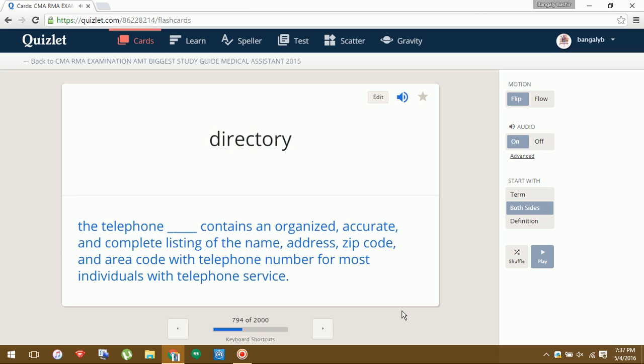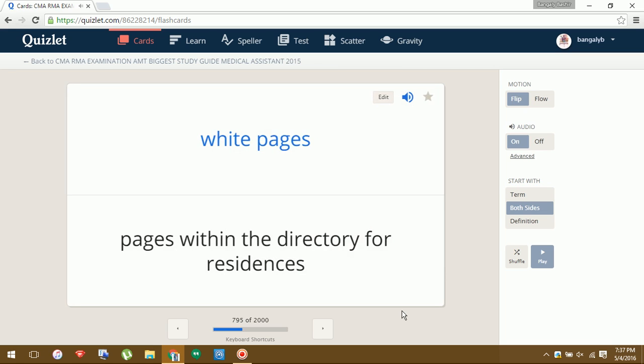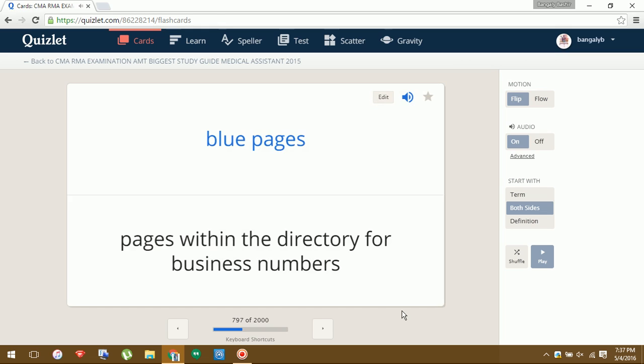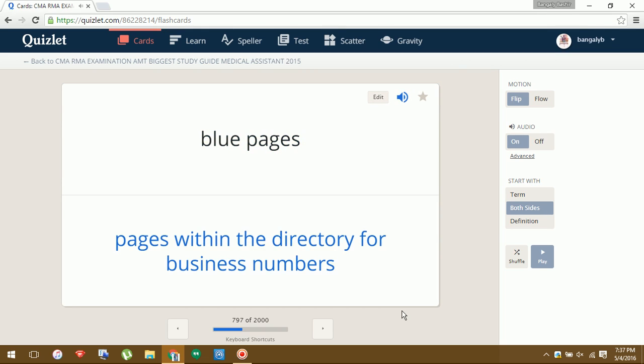Directory. The telephone directory contains an organized, accurate, and complete listing of the name, address, zip code, and area code with telephone number for most individuals with telephone service. White pages. Pages within the directory for residences. Yellow pages. Pages within the directory for advertisements. Blue pages. Pages within the directory for business numbers.